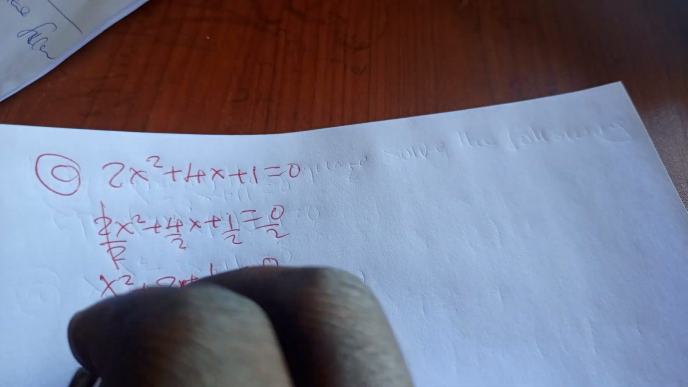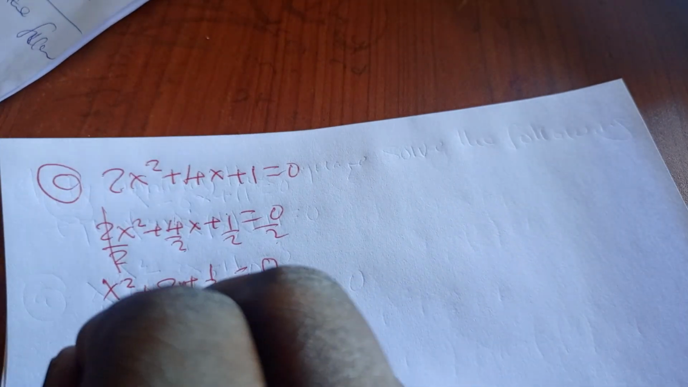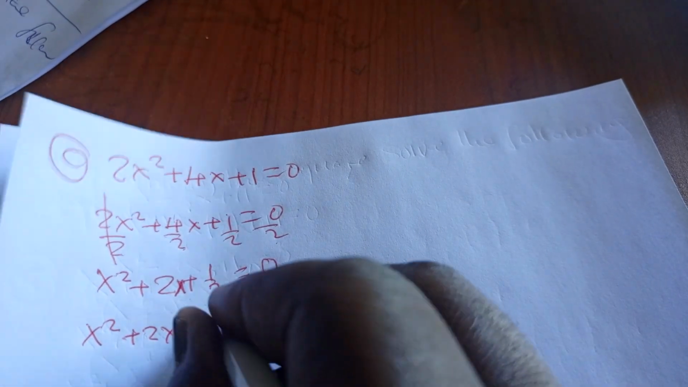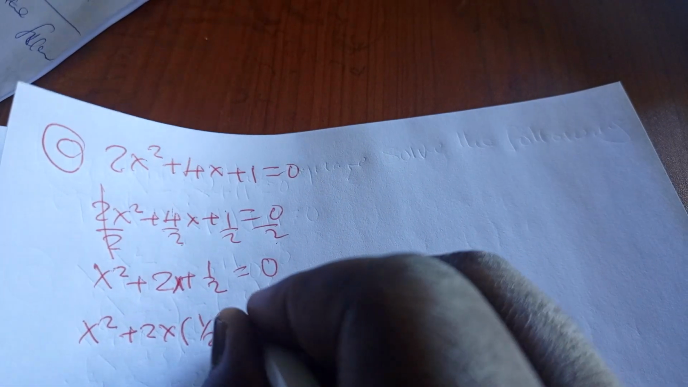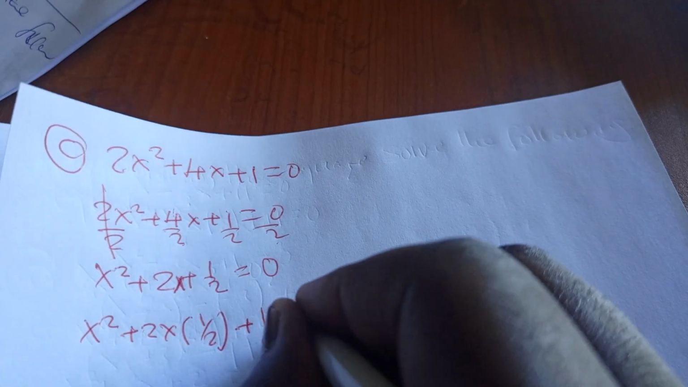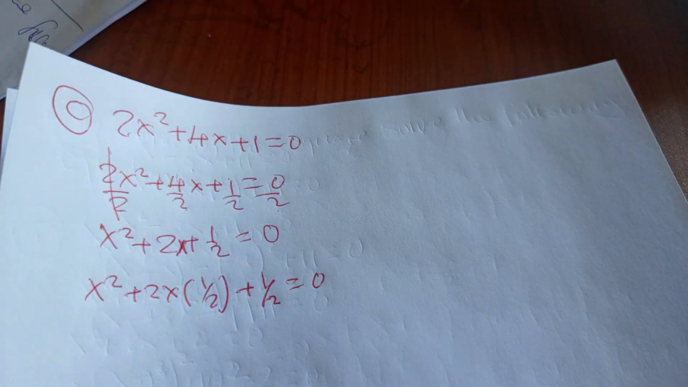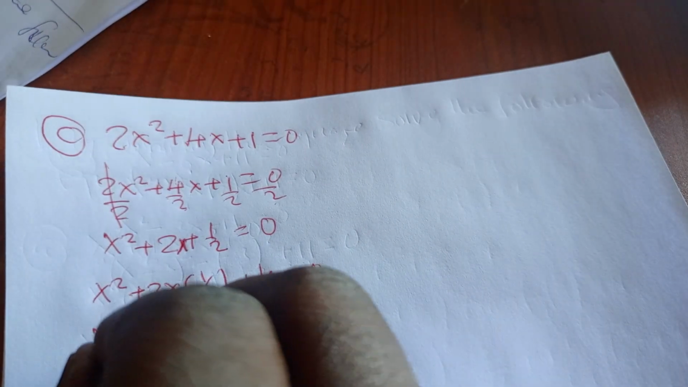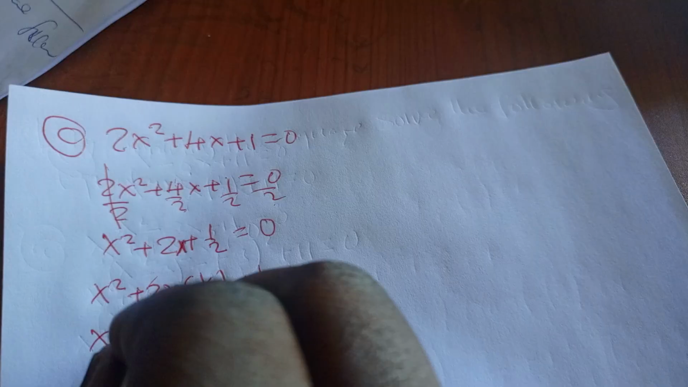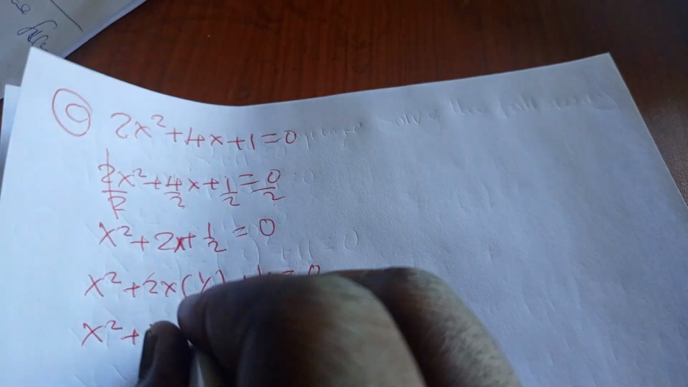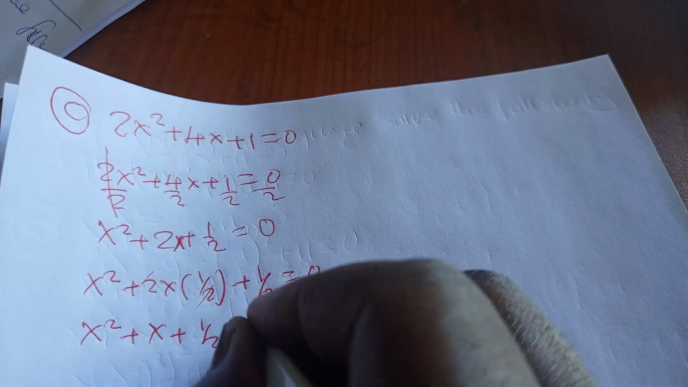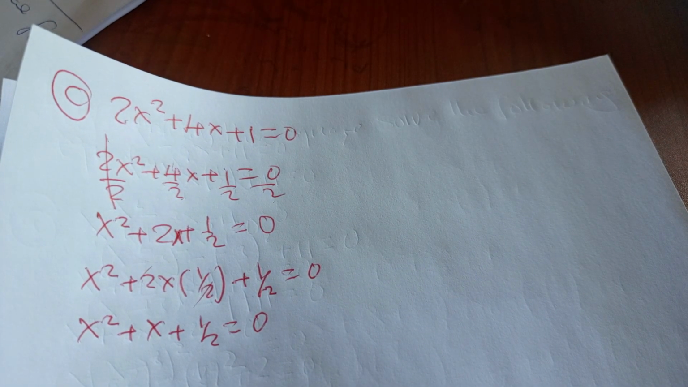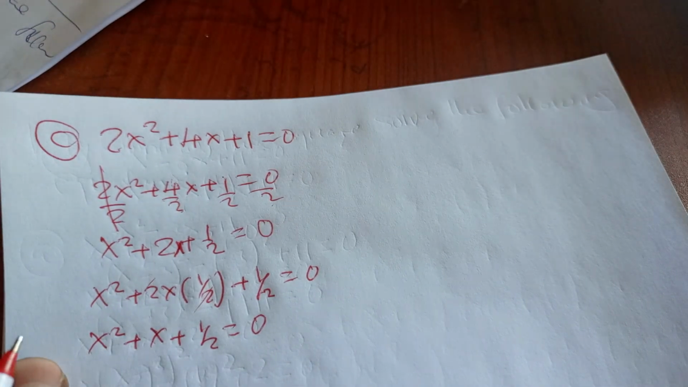So I'll say x squared plus 2x open bracket 1 over 2 plus 1 over 2 is equal to 0, like this. Then from here I'll say x squared plus 2 and 2 cancel, I mean with x here, then plus 1 over 2 is equal to 0, like this. Yeah, then from here I'll now complete the square.